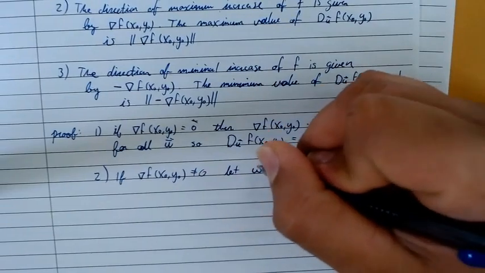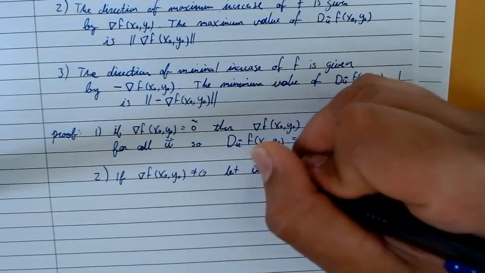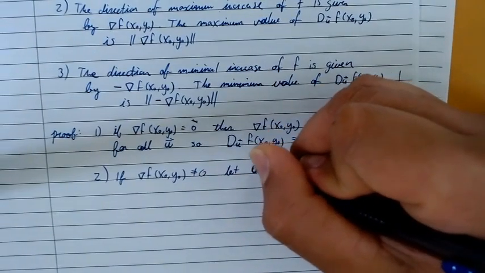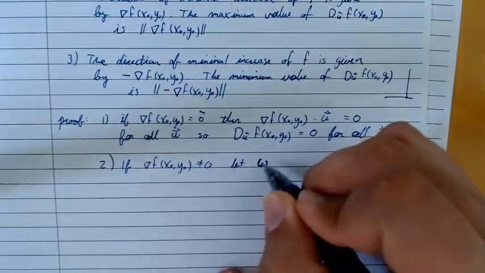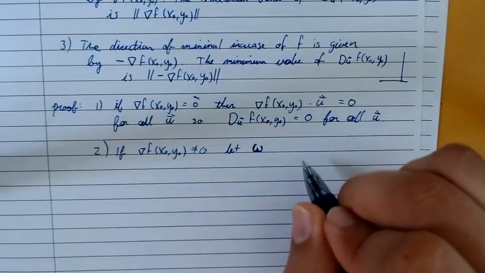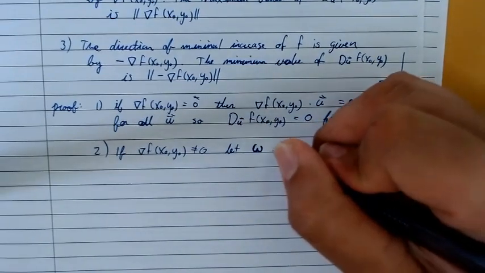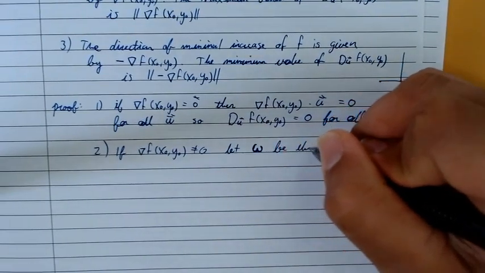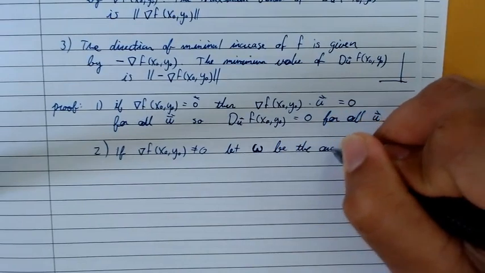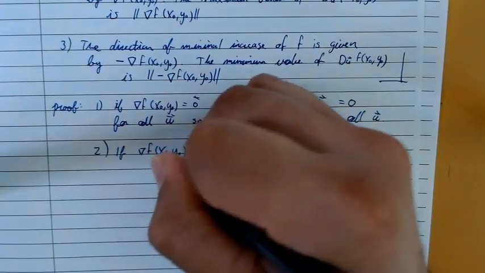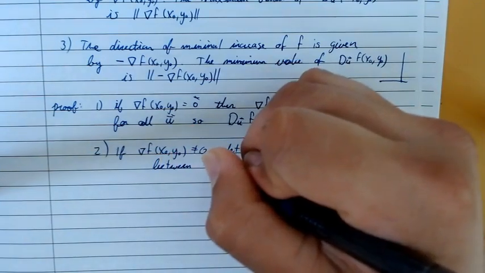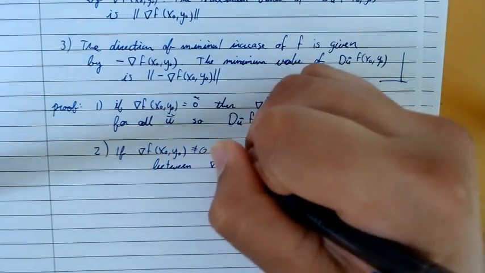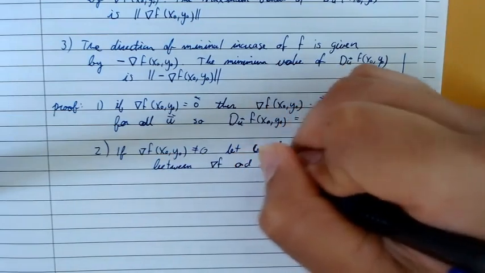we'll call omega. Omega is a Greek letter, but it looks a lot like the letter W. So if you want to say W, that's fine. But I just like saying the word omega, frankly. Let omega be the angle between the vectors, the gradient of f, and the vector u.